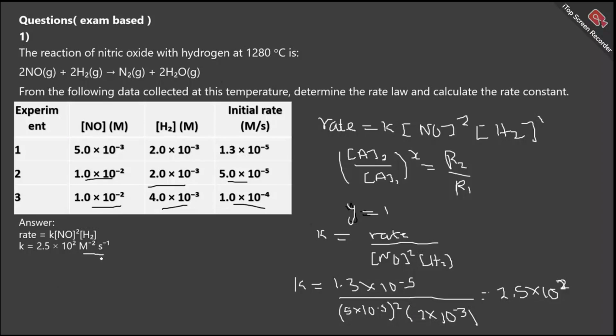Now let me explain. We said the units of k is given by M^(1−n) seconds^(−1). Now in this case, the order of reaction is what? Is it 2? The overall is 3. That's where you're supposed to add 2 plus 1, and the overall is going to give you 3. When you substitute 3, you end up getting this. Okay, so by doing so, you're done with this question. Let's go to the next one.